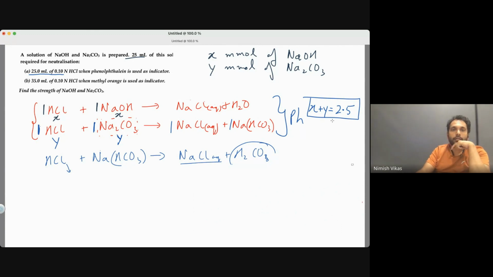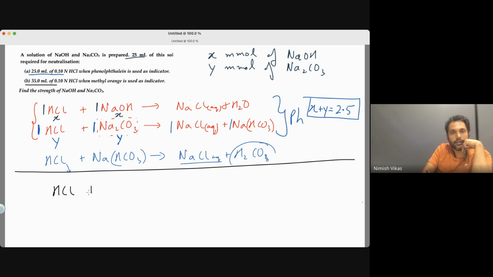Okay. What's the other equation? I may continue as I have written, or I may take it as a fresh situation. That 35 ml was required when the reaction happened. So as a fresh situation, I can just rewrite everything. I don't have to, but I'm just rewriting that HCl reacted with NaOH, gave NaCl plus H2O.